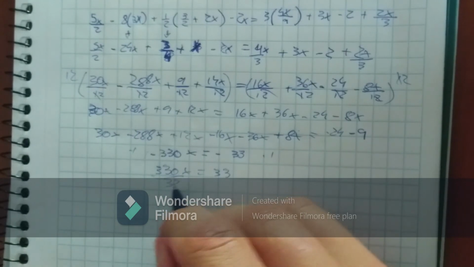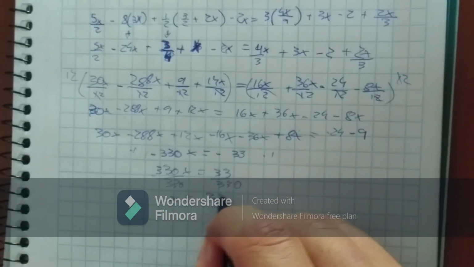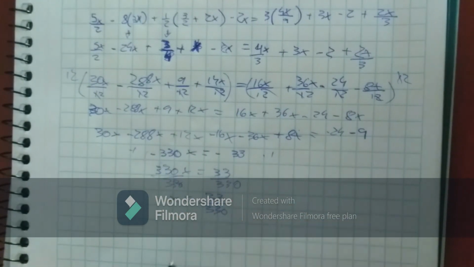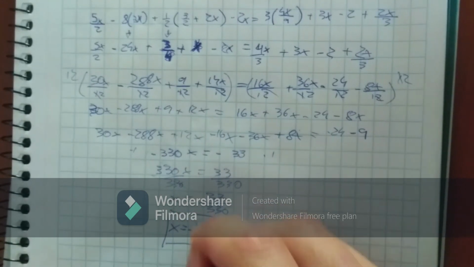Divide both sides by 330. So x equals 33 over 330. Then I can simplify this. So divide this all by 33. So this will get me x equals 1 over 10. And that is my final answer.